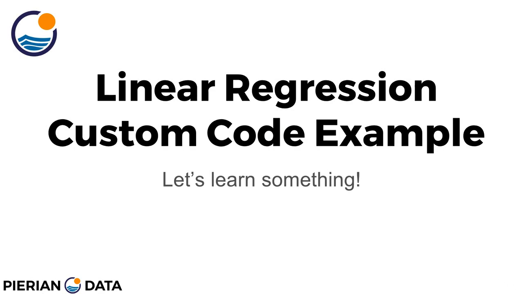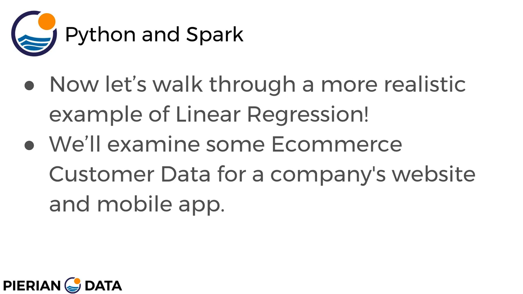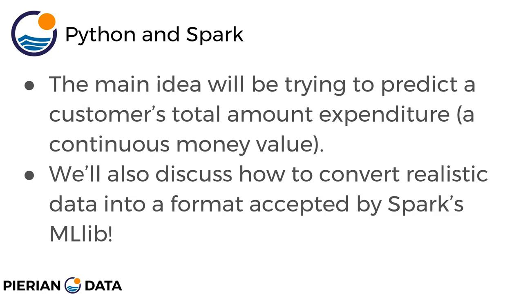Welcome back to our custom code example for linear regression with Python and Spark. What we're going to do is walk through a more realistic example of linear regression. We saw the basic workflow using the documentation example, but let's examine some e-commerce customer data for a company's website and a mobile app. The main idea is using various features, we're going to try to predict a customer's total amount expenditure, which is just a continuous money value.